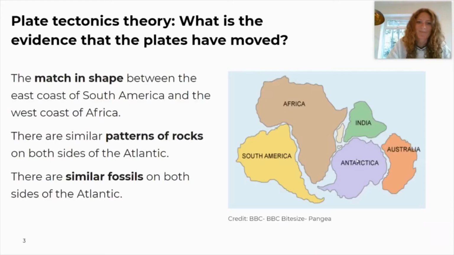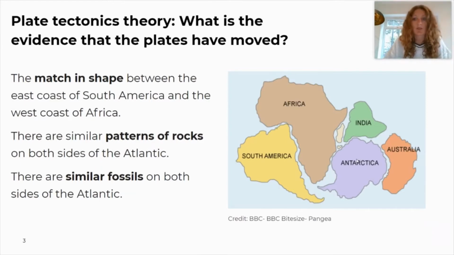Okay, let's get started. Before we even start looking at the theories, it's worth talking about what is the evidence that tectonic plates do move. Have a look at the map that is on the screen. This is a map of something that we call Pangea. Pangea was a theory that a scientist called Alfred Wegener came up with. He believed that at one point, the Earth's continents looked like this, that they were all squashed together, and that over millions and millions of years, because plates move, they've moved apart.